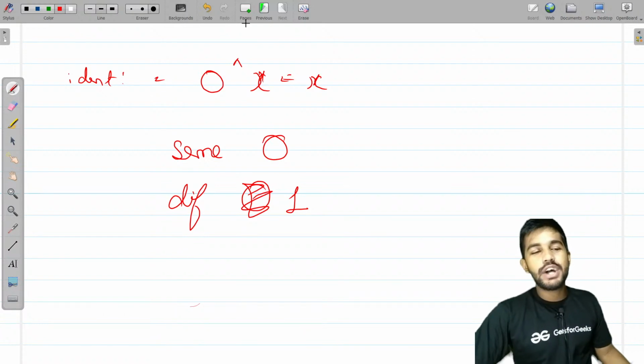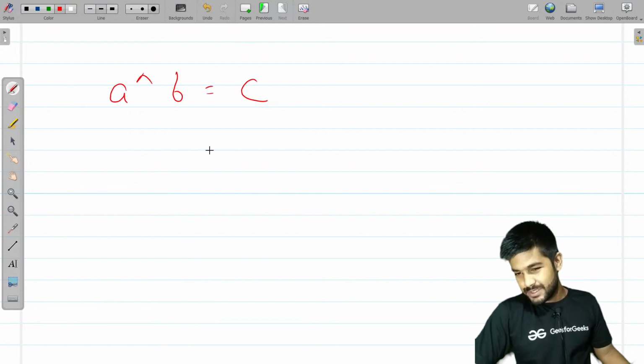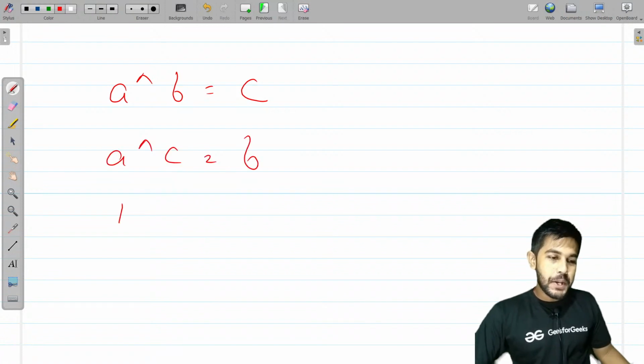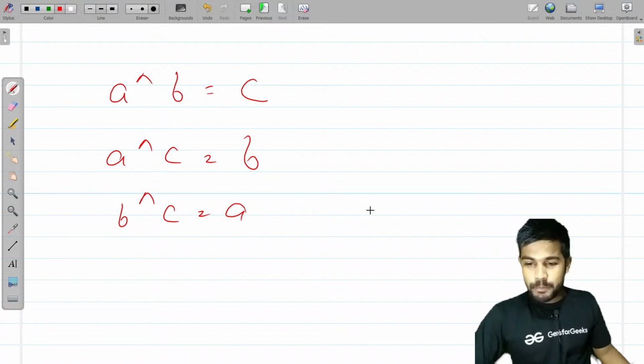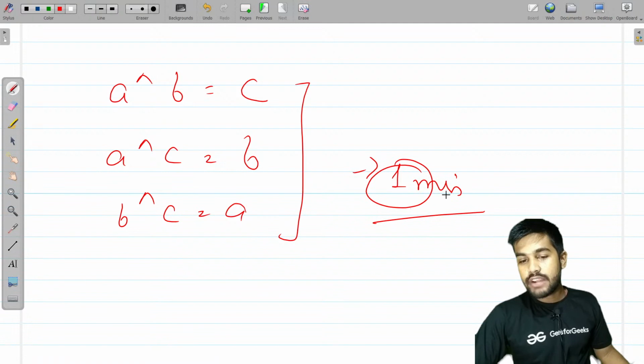Next, if we move to the other properties, there is an interesting property: A XOR B is equal to, suppose, C. Good to go. So now A XOR C is equal to B. Now B XOR C is equal to A. This is a property. So I will wait for 1 minute, and tell me if you can frame an answer by using this property or not.